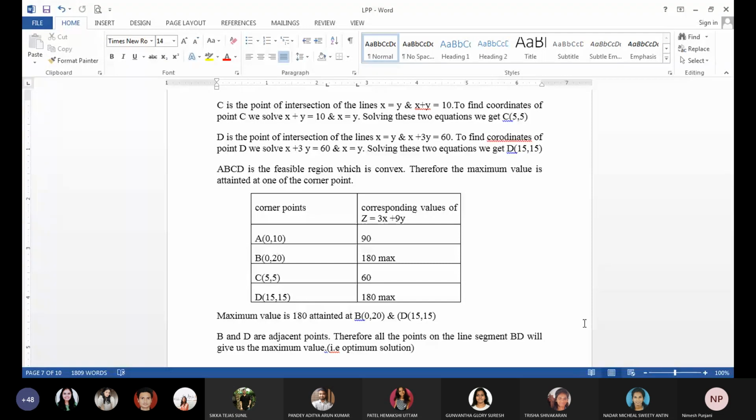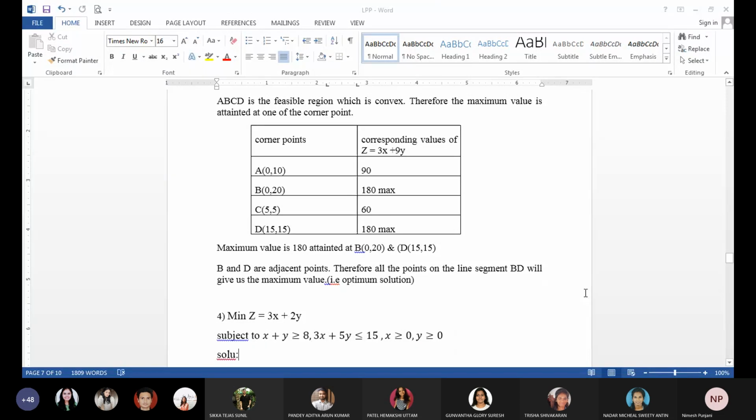Is this part clear? Yes, sir. Okay. Solve the third sum, fourth sum. Solve the fourth sum.